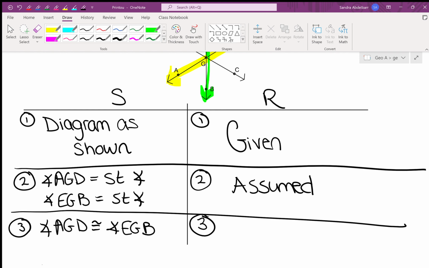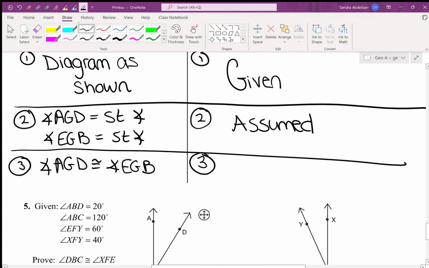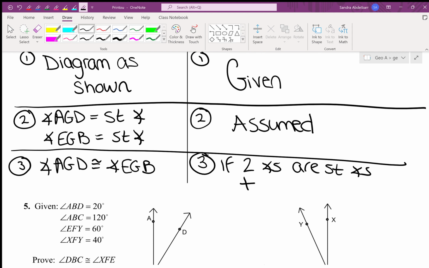Adam? Two straight angles are congruent. I would take it. Two straight angles are congruent. Right? There was a theorem. Do we see why we now have to memorize all our theorems? Because we're going to be using them in the proofs. So the theorem was if two angles are straight angles, then they are congruent. Adam said two straight angles are congruent. I would take it. If two angles are straight angles, then they are congruent.